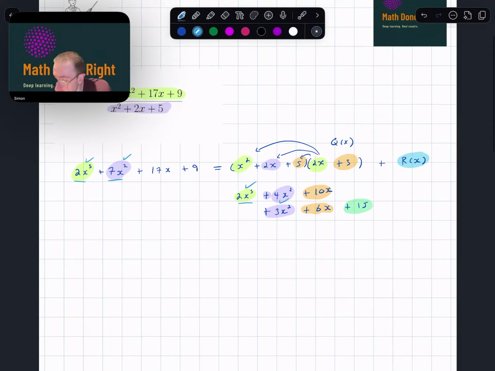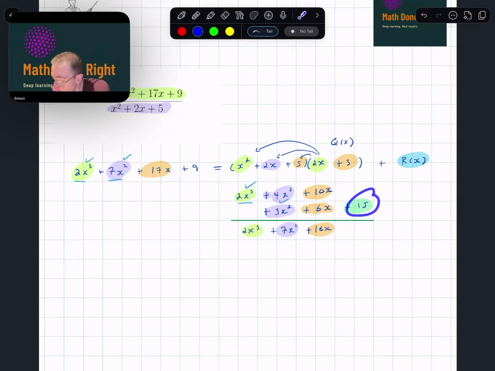And then what do we do? Well, we're going to aggregate. Like I said, we're going to add up all the stuff that we have. We have 2x cubed. That is the right number of x cubed. We have 7x squareds, right? 4 plus 3 is 7x squareds. That is the right number. Then we have 10x plus 6x, so this is 16x. We have 16x's. How many x's do we want? We want 17. So this one is off.